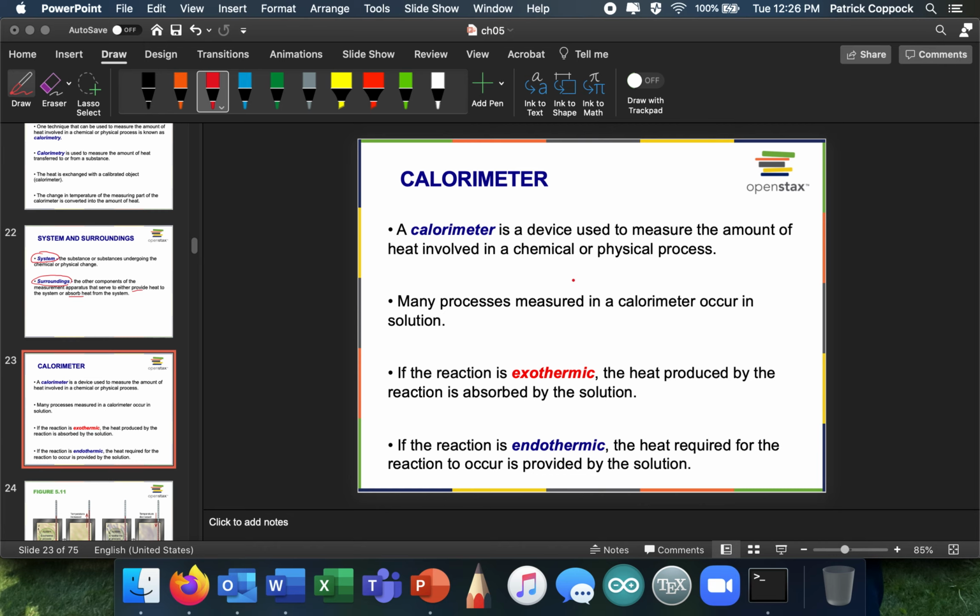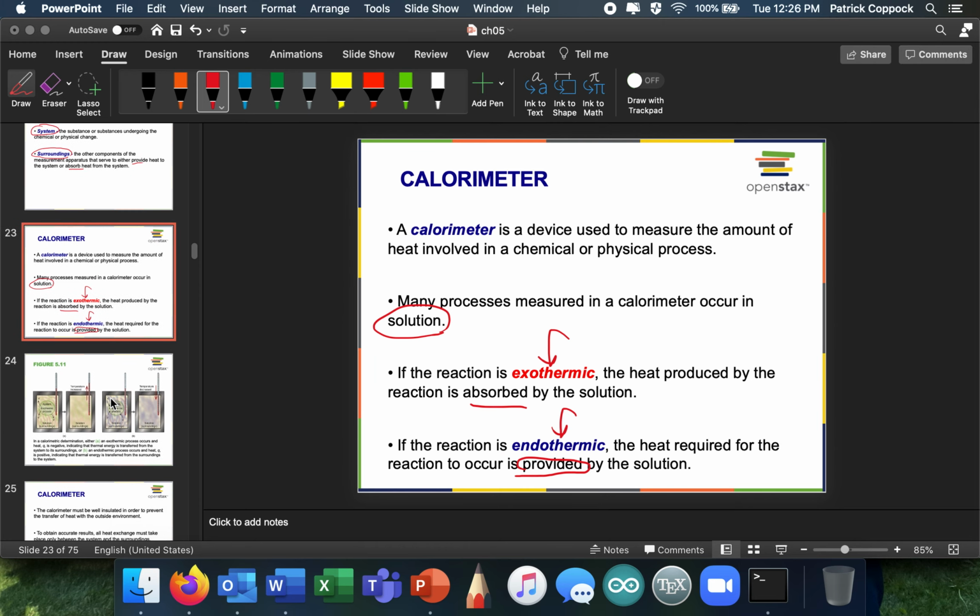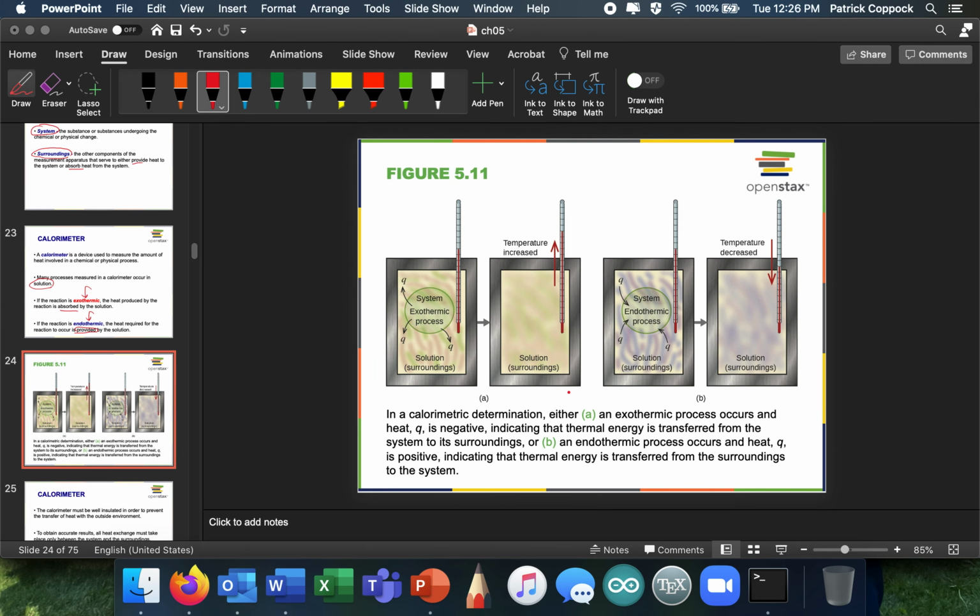All right, so the calorimeter is the device that we use in calorimetry. It's used to measure the amount of heat involved, and many processes that happen in a calorimeter happen in solution. If the reaction is exothermic, then the heat is produced by the reaction and is absorbed by the solution. If the reaction is endothermic, then the solution provides the heat that's needed for the reaction. Okay, so here's a couple graphics of some calorimeters.